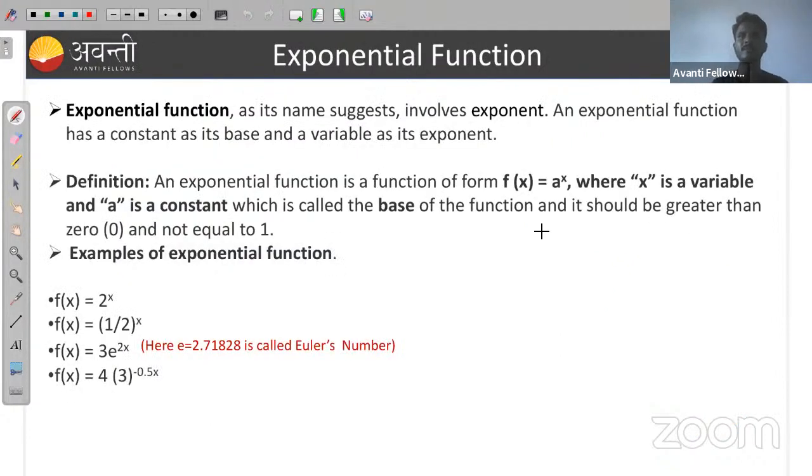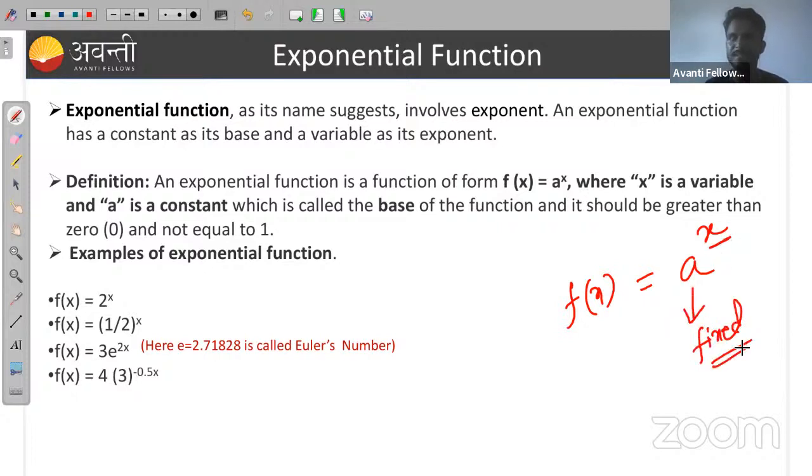So exponential function basically looks like this. As the name suggests, you can see that there is involvement of an exponent. So in exponential functions, this will be f of x is equal to a to the power x. The output, whatever the input gives, will be like a to the power x. Here x is the variable, a is fixed. Okay, a is fixed. This is called the base of it.